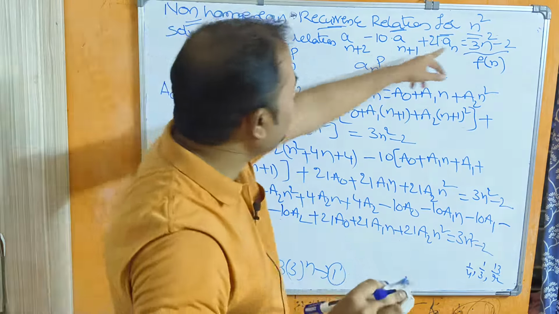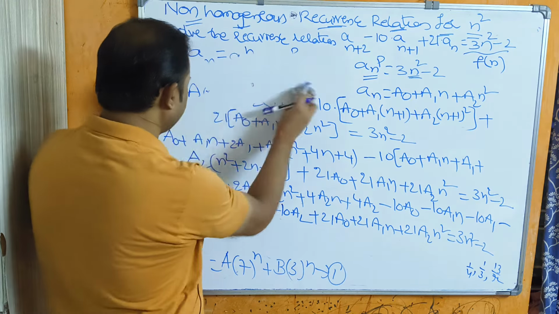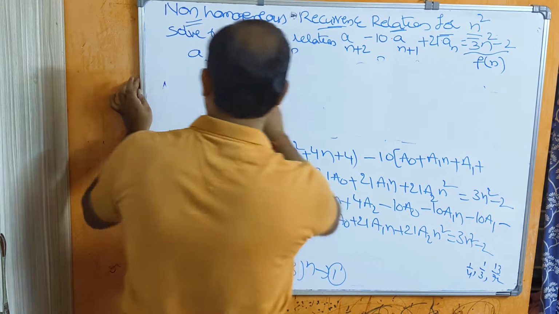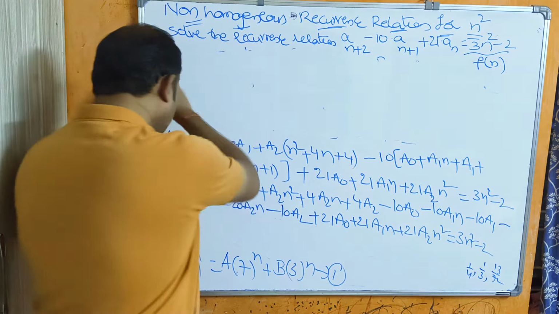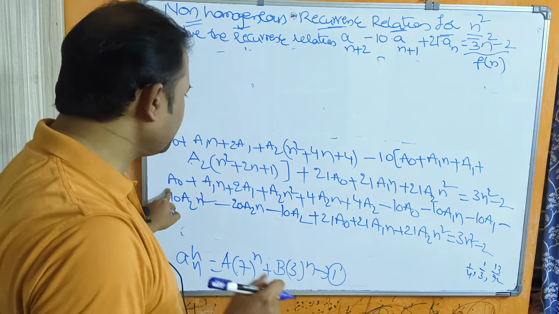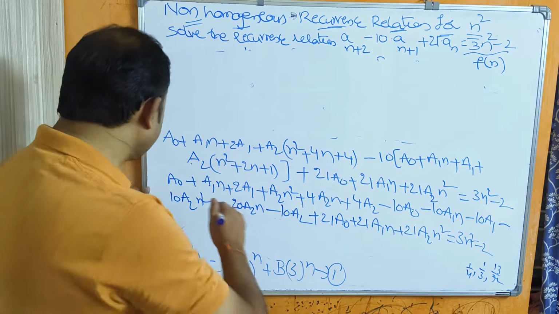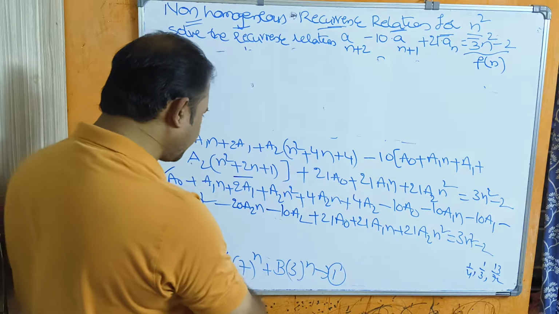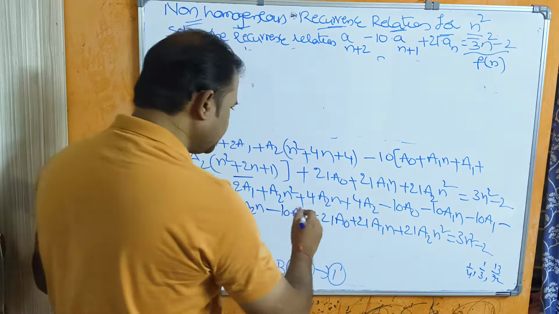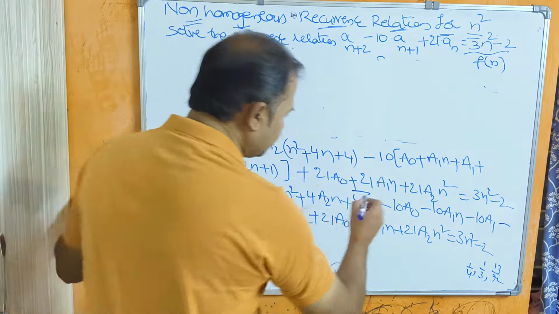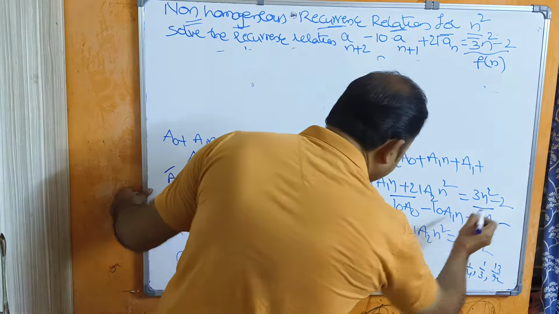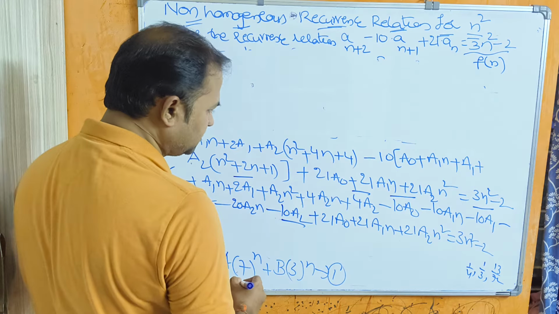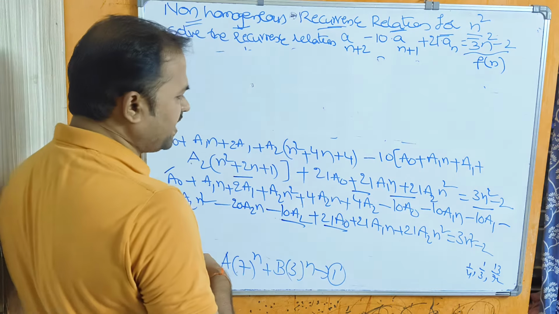Here a naught value, a1 value is not given. So let us expand further. Here, if you observe, expansion is over. Here the constant part is, a naught is constant part, next 2a1 is constant part, next 4a2 is constant part, minus 10 a naught is constant part, minus 10 a1 is constant part, minus 10 a2 is constant part, plus 21 a naught is constant part. So this is the constant part.